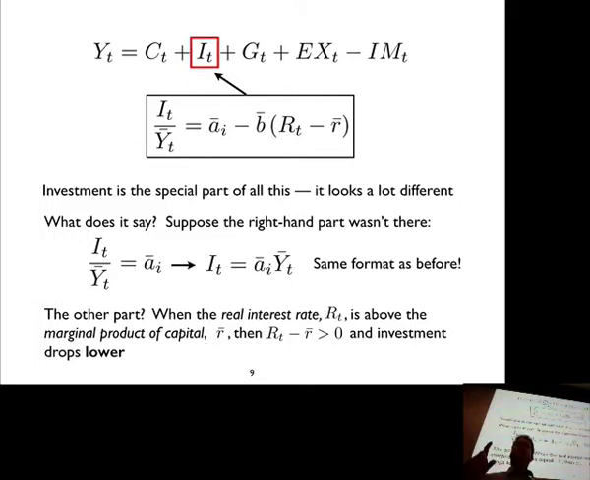So that's why this is in there. It's a story about the money that you're on the hook for. That's uppercase R to the bank. You have to pay the bank that. And if it's above the marginal product of capital that you're earning on the capital investment, you might not borrow to make the capital investment.